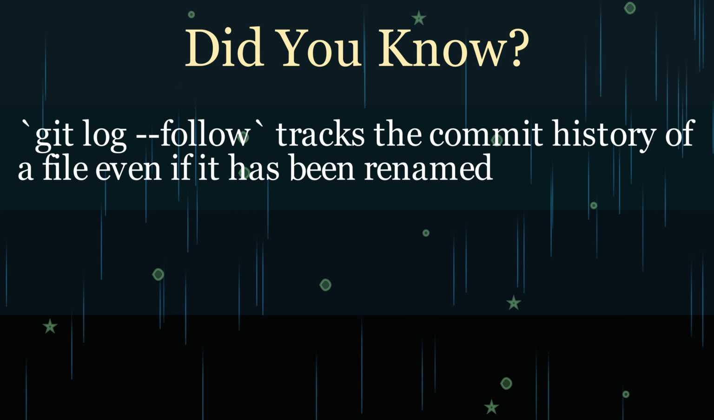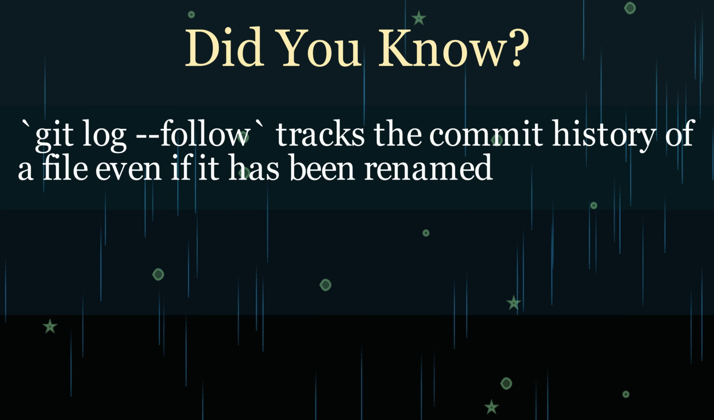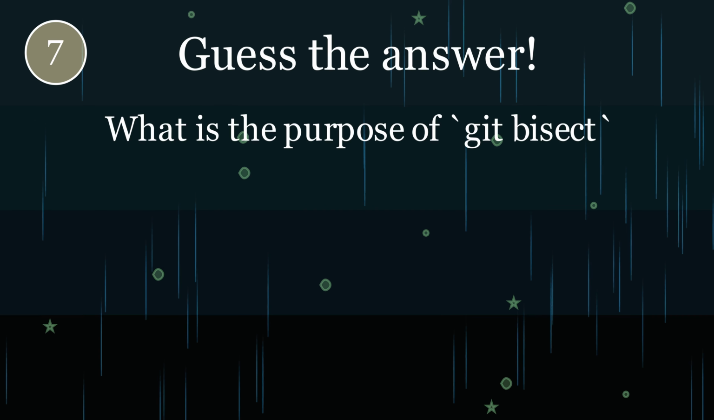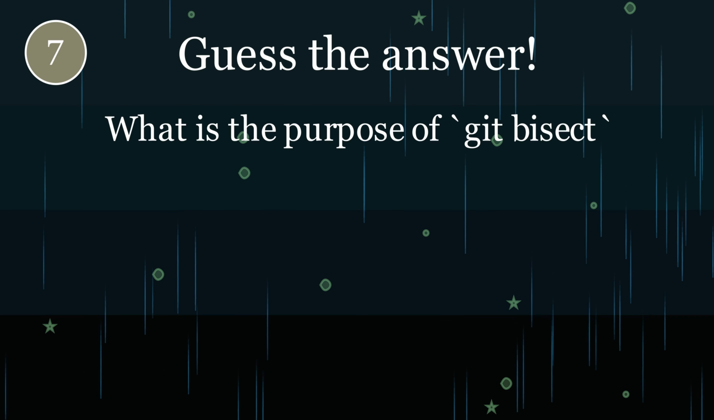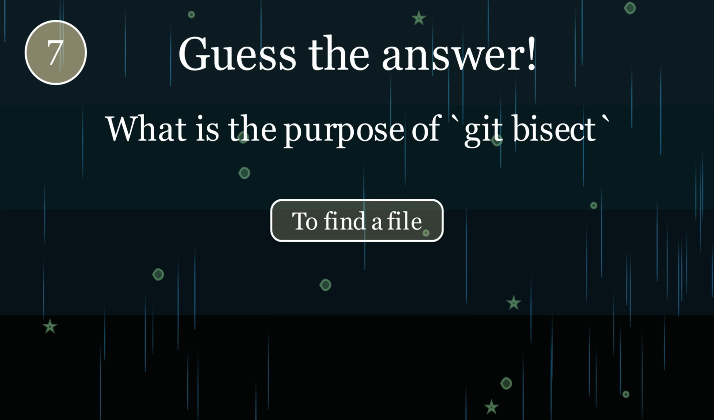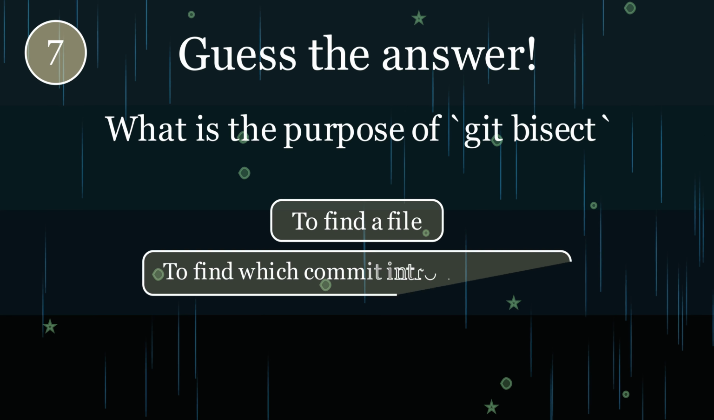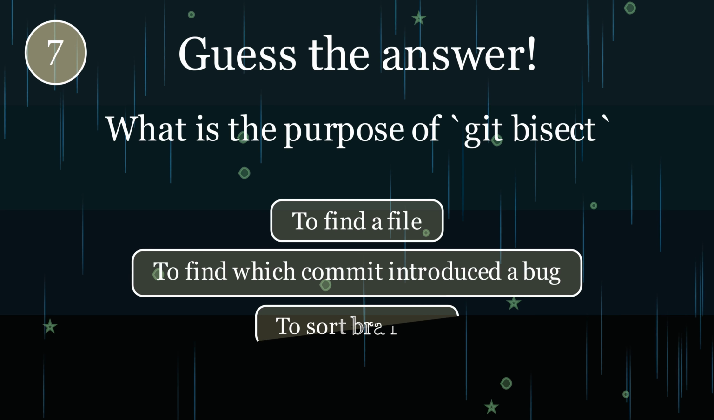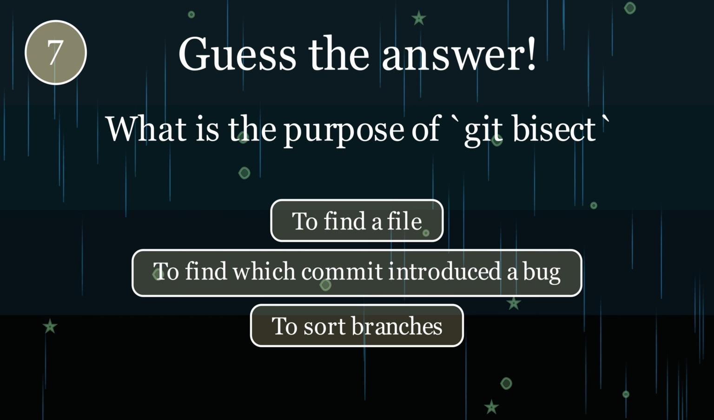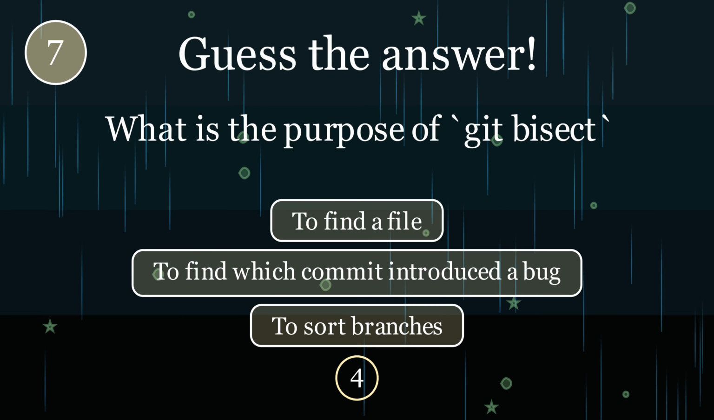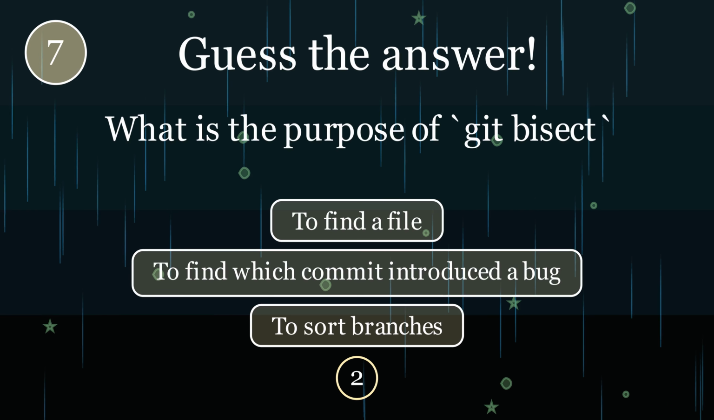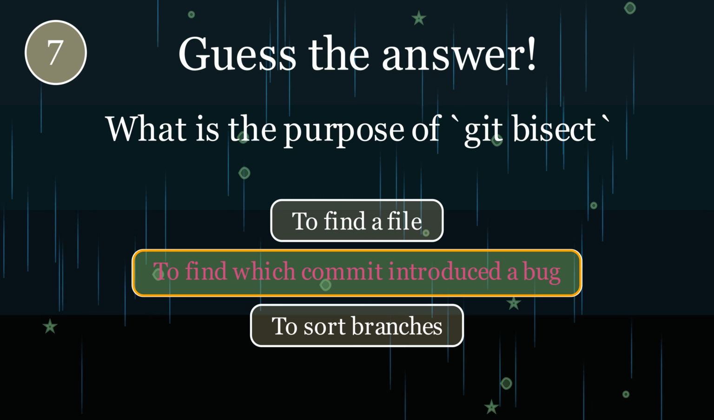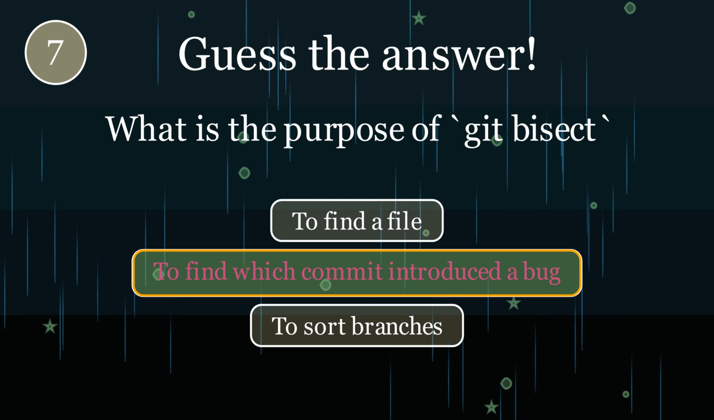A quick fact for you: Git log follow tracks the commit history of a file even if it has been renamed. What is the purpose of Git bisect? To find a file, to find which commit introduced a bug, to sort branches. The correct answer is to find which commit introduced a bug.